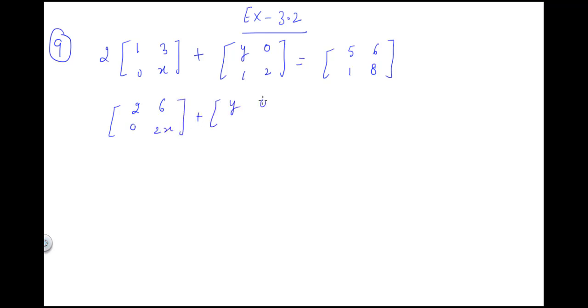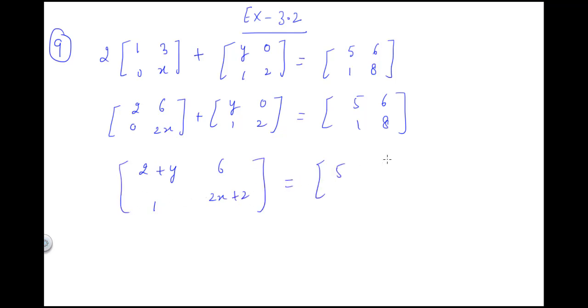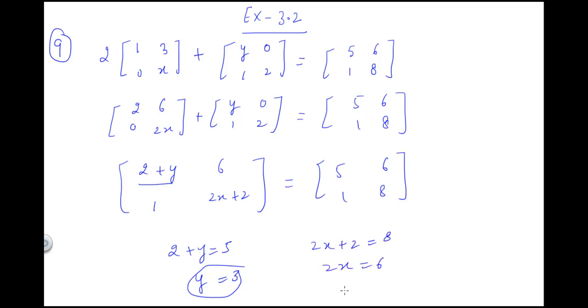Then we have y, 0, 1 and 2. And here it is 5, 6, 1, 8. Let us add them. 2 plus y, then 6 plus 0 is 6, 0 plus 1 is 1, 2x plus 2 is 2x plus 2, and it is equal to 5, 6, 1, 8. Solving it, 2 plus y will be equal to 5, so from here y is equal to 3. And from here 2x plus 2 is equal to 8, so 2x is equal to 6, hence x is equal to 3. So x and y values are equal, they are 3 each.